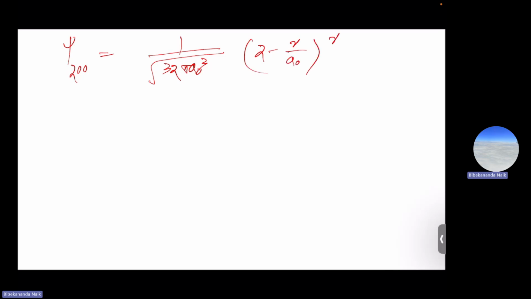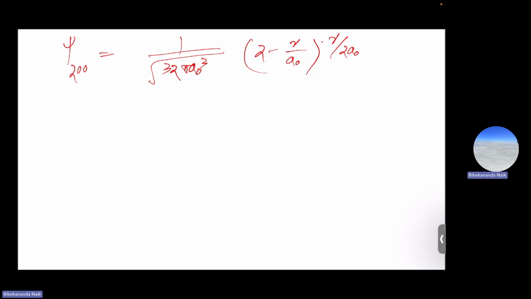So now let's evaluate psi 200. Psi 200 is equal to 1 by root over 32 pi a0 cube, times (2 minus r by a0), times e to the power minus r by 2 a0. Again, this is independent of theta.